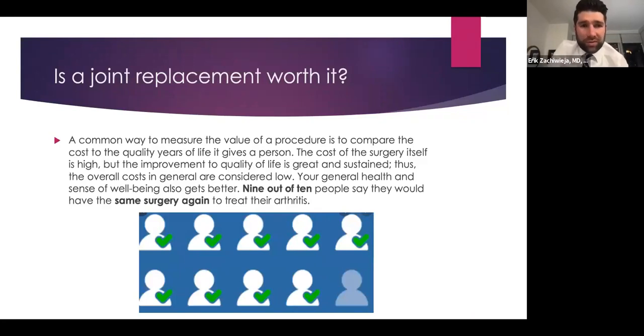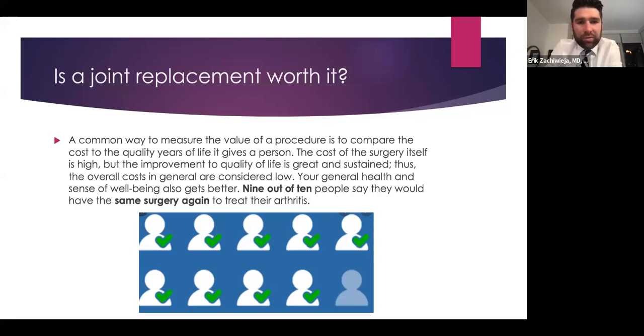Now, one last thing I just want to touch on is this idea of, is a joint replacement worth it? A common way to measure the value of a procedure in orthopedics is to compare the cost of the procedure to the quality years of life it gives to a person. So even though the cost of a joint replacement is high, the improvement to the quality of life, particularly when we plot this out over the patient's lifespan, their quality of life years is significantly greater than the overall cost of the surgery in that one episode of care.